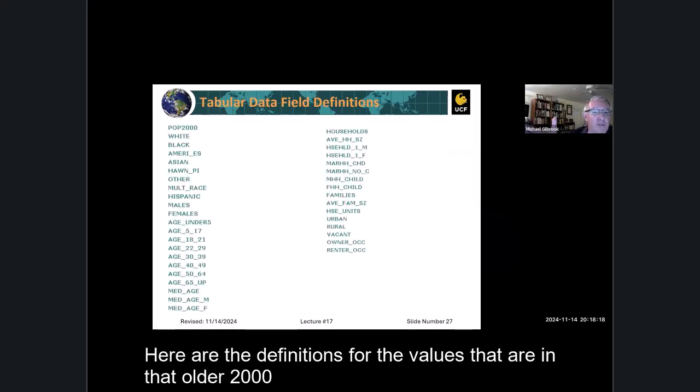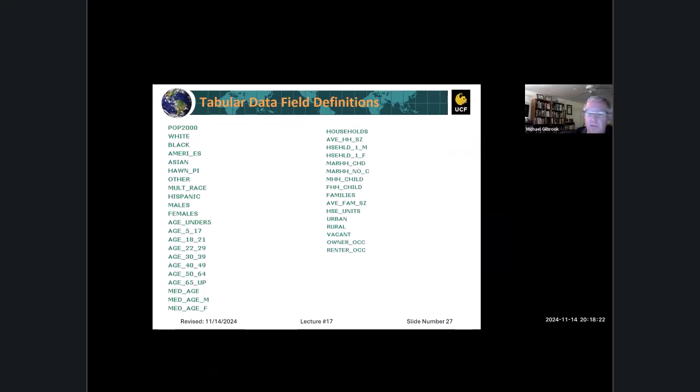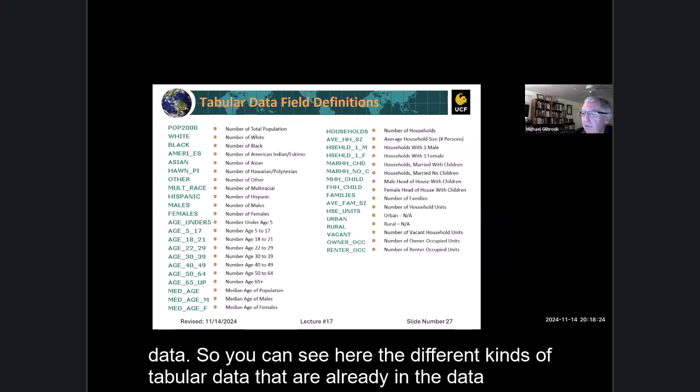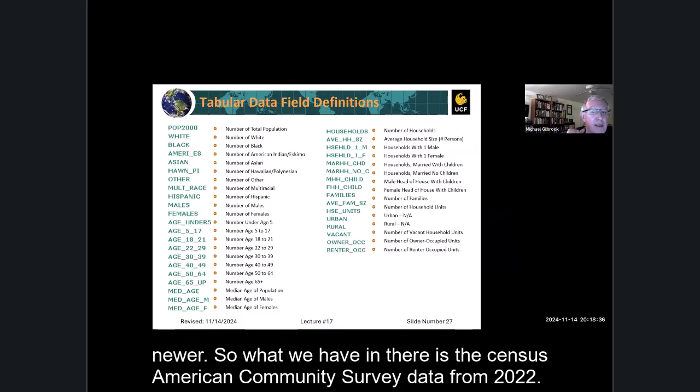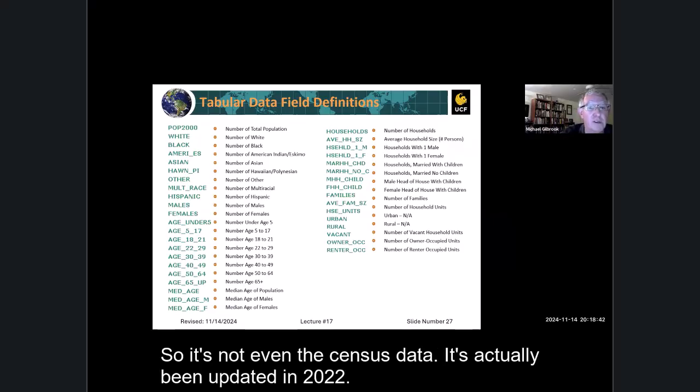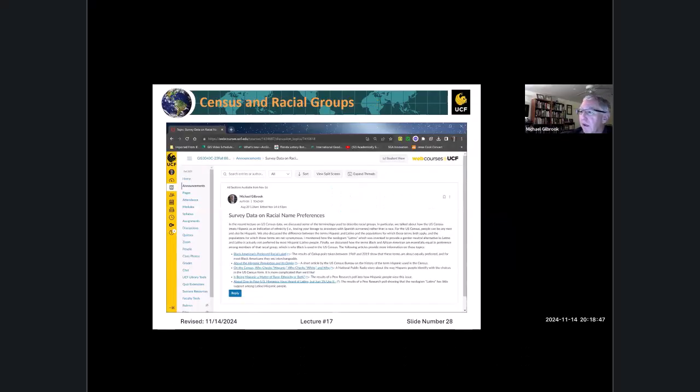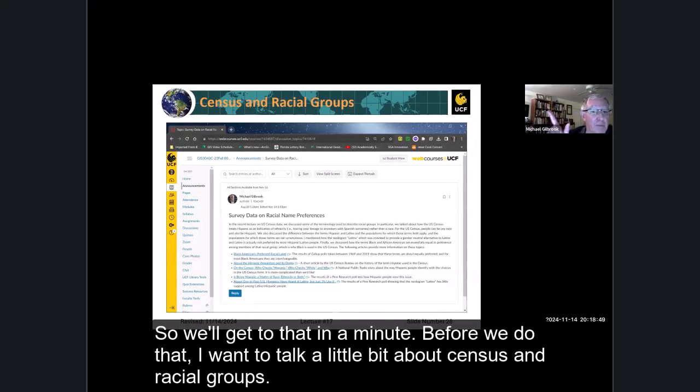Here are the definitions for the values that are in that older 2000 data. So you can see here the different kinds of tabular data that are already in the data set, from 2000. For Lab 7, we don't want you to use that old data. We want you to use something newer. So what we have in there is the Census American Community Survey data from 2022. So it's not even the census data. It's actually been updated in 2022. So we'll get to that in a minute.